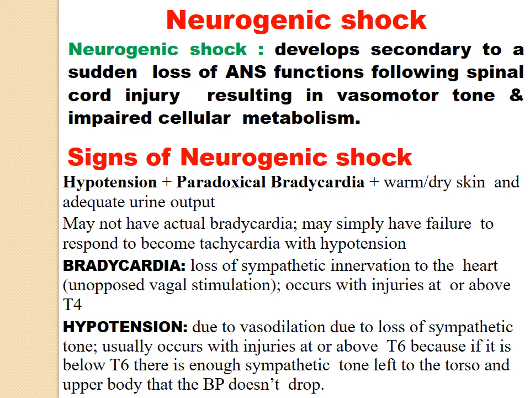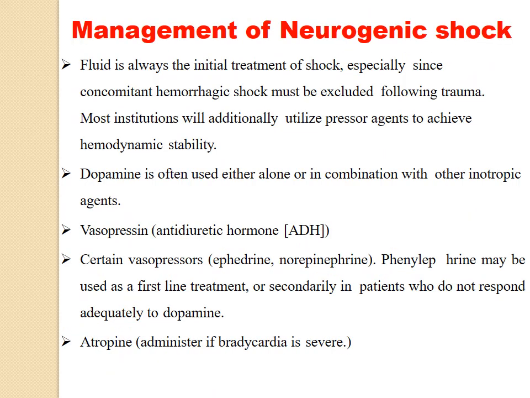Usually occurs with injuries at or above T6. Management of neurogenic shock is made by fluid replacement therapy, dopamine, vasopressin, and certain vasopressors like adrenaline or epinephrine, and atropine.